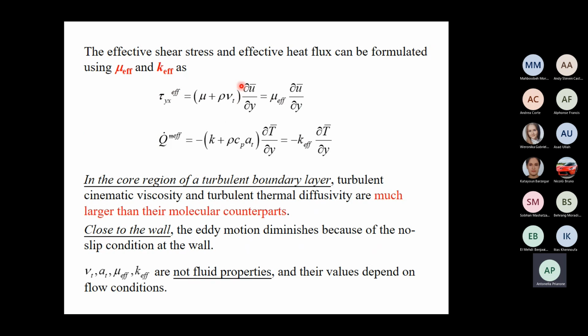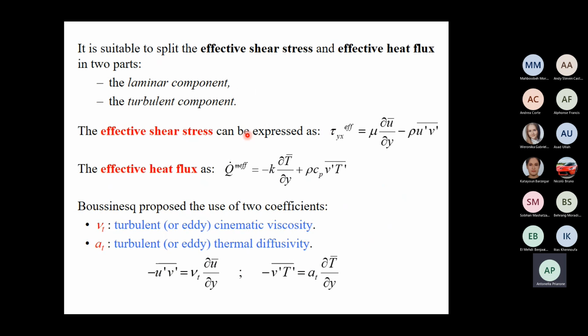The bracket is multiplied by the derivative of the mean value of the u component of the velocity in the y direction. The same for the effective heat flux, in which the gradient of the mean value of temperature in y is multiplied by the effective thermal conductivity, that is the sum of the thermal conductivity, a thermophysical property of a fluid, plus something that is not a thermophysical property, because it contains α_T, that depends on the motion, given its definition, which depends on the fluctuating component.